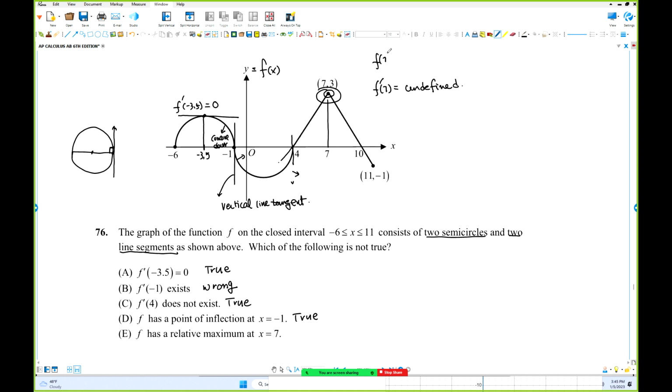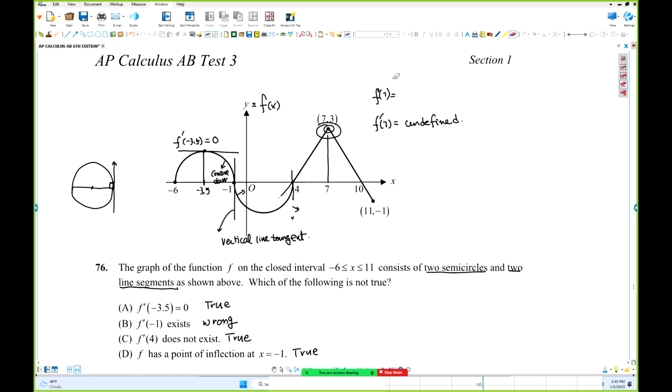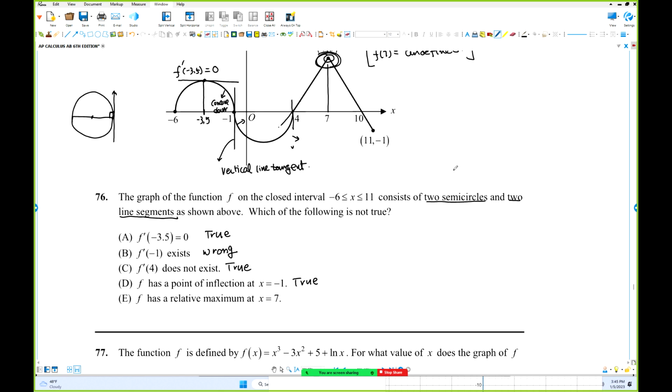At 7, f prime is 0 or undefined, okay? That we call a critical point, right? Yeah, this is a critical point, but this critical point is okay too. It has a local maximum, right? Yeah. That is the highest point. That is true too. So choice B is the answer, okay?